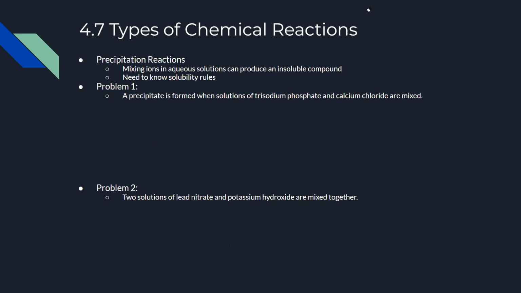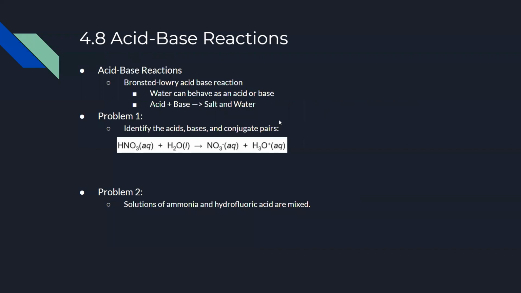So clear all drawings, and let's go into 4.8, acid-base reactions. With an acid-base reaction, what you have is a Bronsted-Lowry acid-base reaction. Water can behave as an acid or a base, and when you mix an acid and a base, it creates a salt and it creates water most of the time. The one over here is kind of an exception. So let's identify the acids, bases, and conjugate pairs.